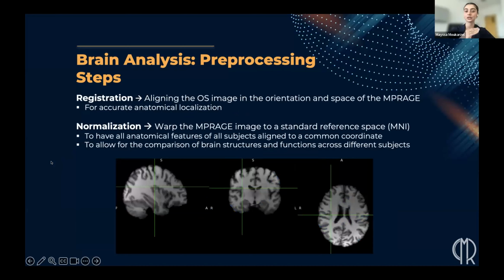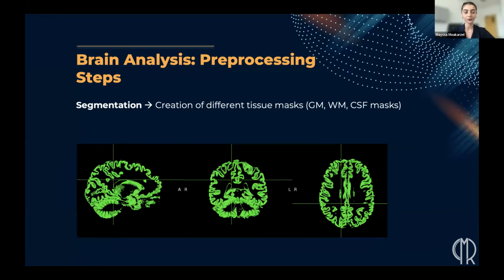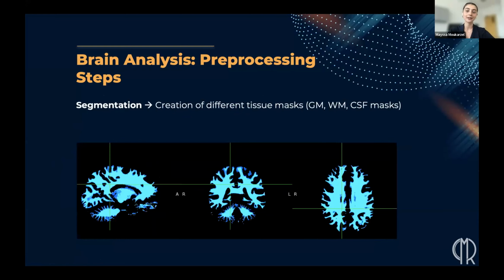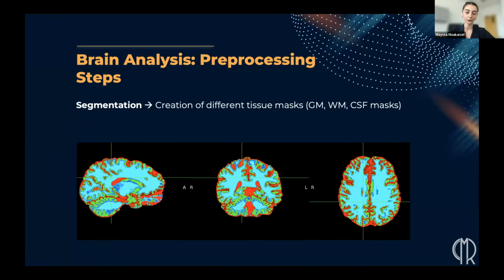So you align the OS image in the orientation and the space of that T1 weighted image, so the MP-RAGE, for accurate anatomical localization. And we also do normalization. So you warp this MP-RAGE to a standard reference space, such as MNI. And we can also do segmentation. So with segmentation, you create different tissue masks. So this, for example, is the gray matter mask, and then the white matter mask, and then the CSF mask, and then the three together. And this is interesting because we can look at the signal intensity across the different masks of the brain.